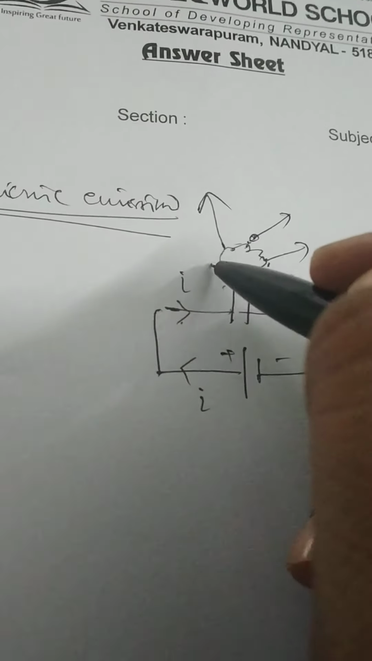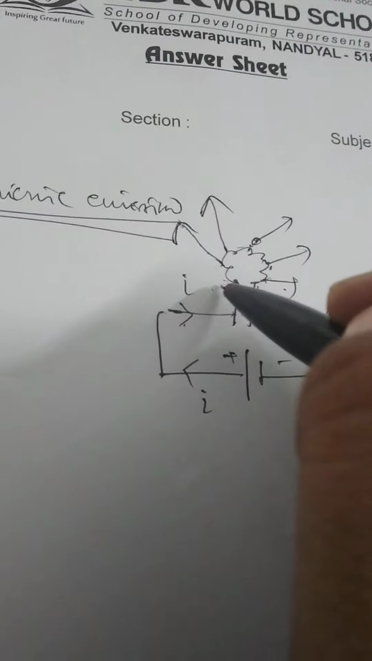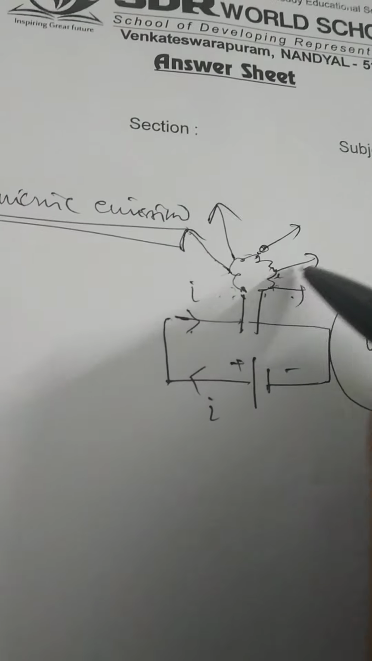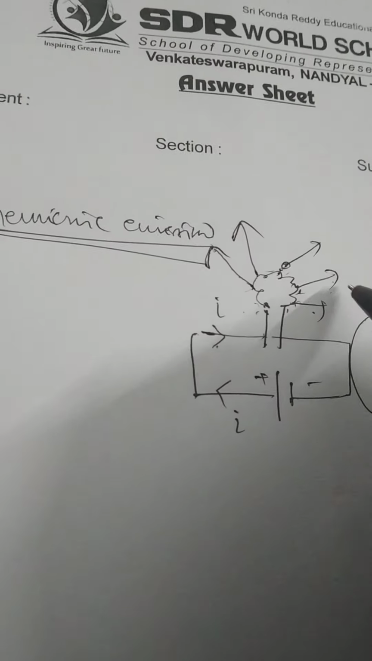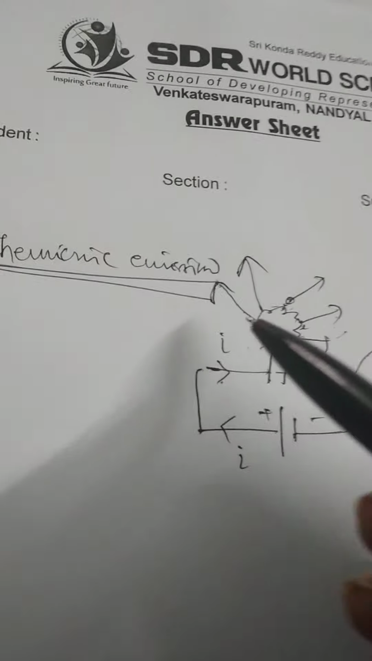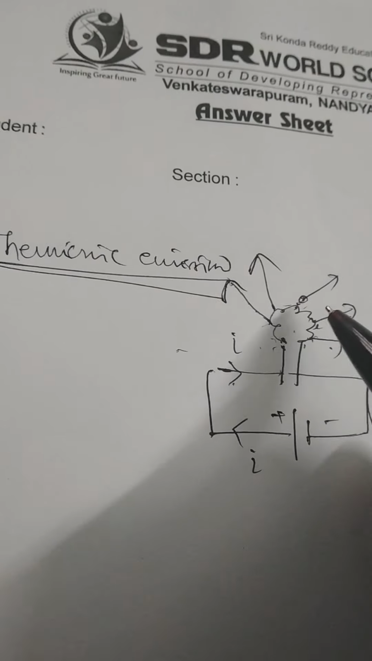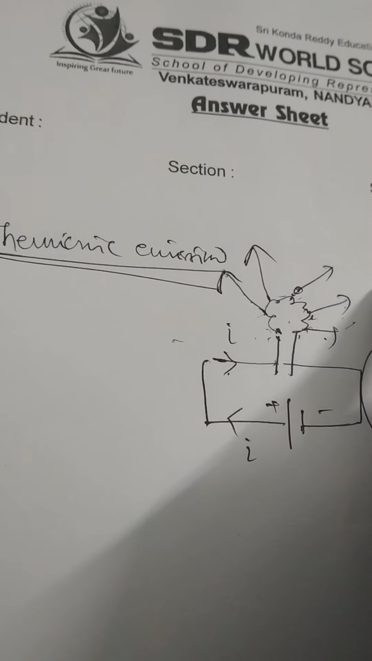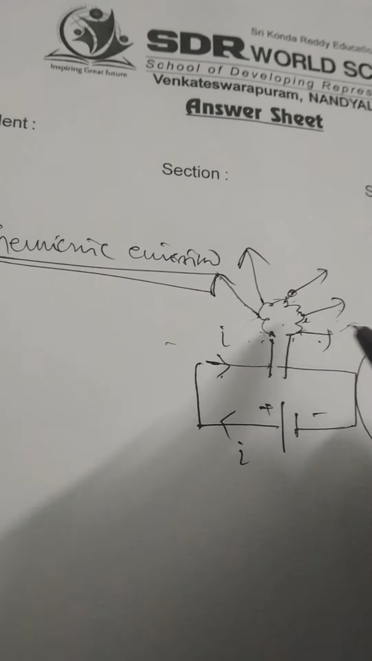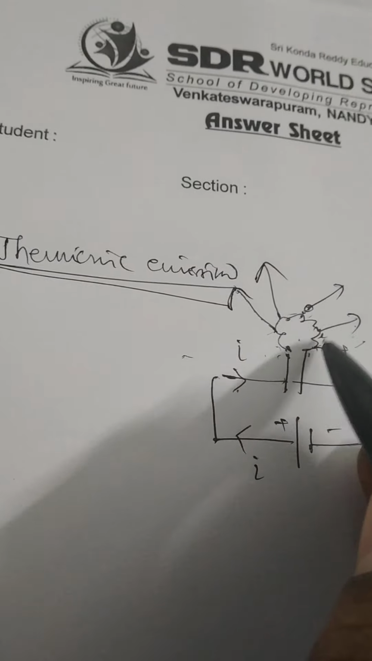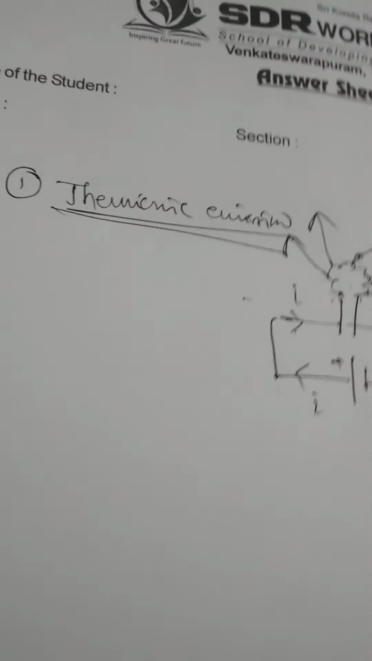Therefore, this type of emission of electrons when heating is known as thermionic emission, and the electrons emitted in this case are known as thermions. So how do we define thermionic emission exactly? The process of emission of electrons from a metal surface when it is heated is known as thermionic emission, and the emitted electrons are called thermions.